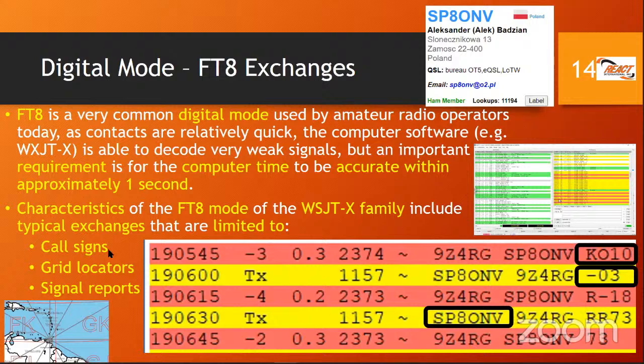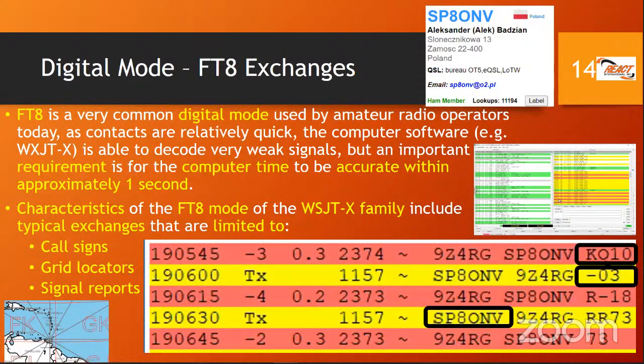So we have call signs exchange. Notice the call signs. And notice every single transmission, you see both call signs. That's how important call signs are. We always emphasize when we're communicating as hams, as amateur radio operators, the importance of always giving our call signs. If we wouldn't give any call signs, who is communicating with whom? You wouldn't know. So call signs, grid locators.